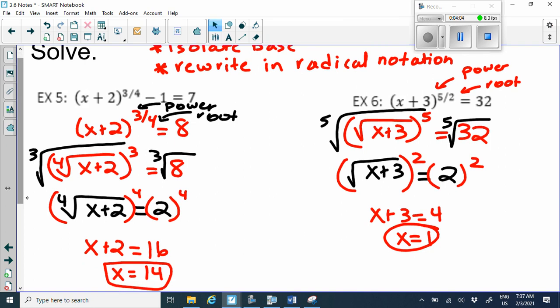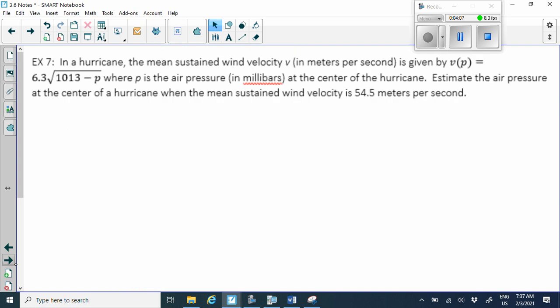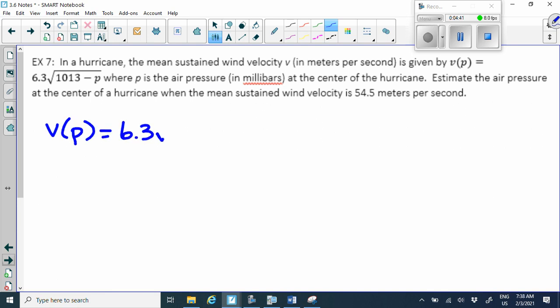Okay, let's go ahead. We're going to do our next problem. It is going to be a word problem. So it says, in a hurricane, the mean sustained wind velocity V is given by V of P equals 6.3 square root of 10,013 minus P, where P is the air pressure at the center of the hurricane. Estimate the air pressure at the center of a hurricane when the mean sustained wind velocity is 54.5 meters per second. Okay, so they have given us the equation, so we got to use that. A lot of times whenever they give you the equation, you're probably going to use it in some way or another.